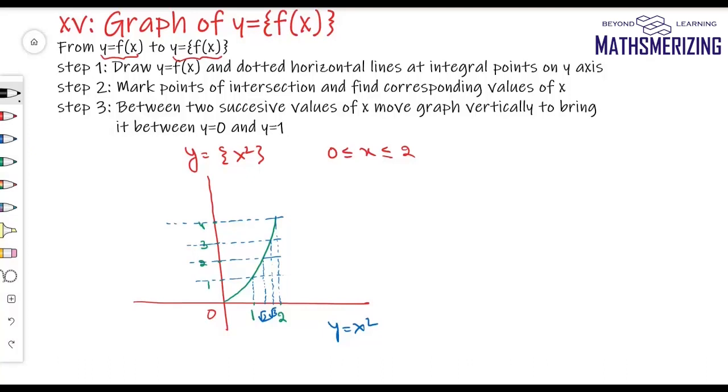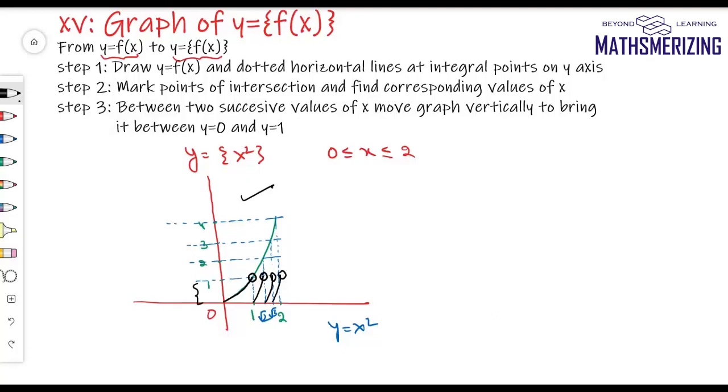Now between two successive values of x, move the graph vertically to bring it between y equals 0 and y equals 1. So all I need to do is move the graph between two successive x values so that the graph lies between 0 and 1. So it already lies between 0 and 1. Now this part I'll bring it down. This part also I'll bring it down. This part also I'll bring it down. So that's the graph of y equals fractional part of x square.